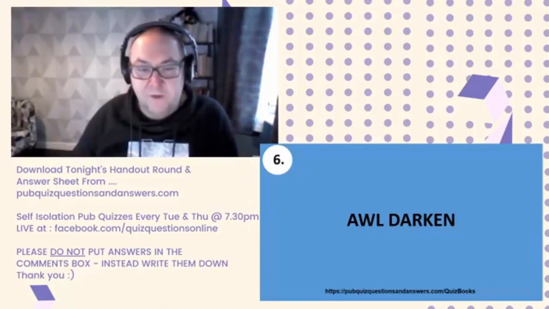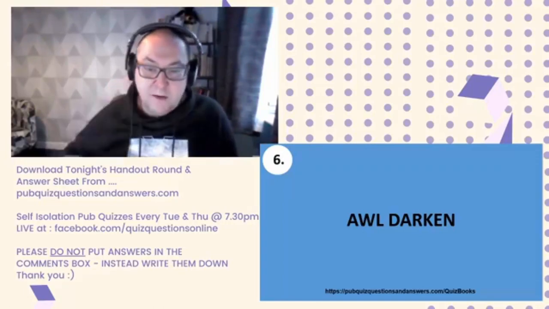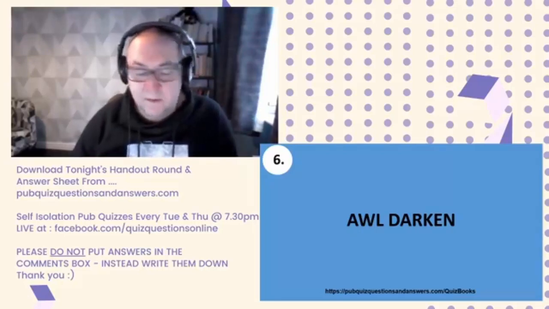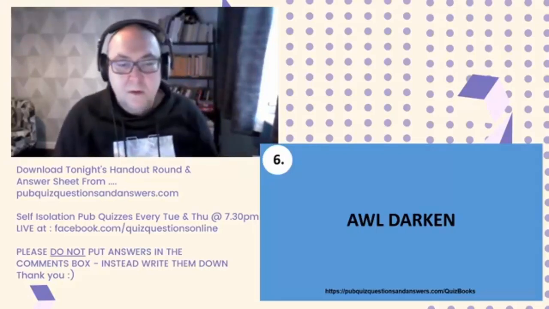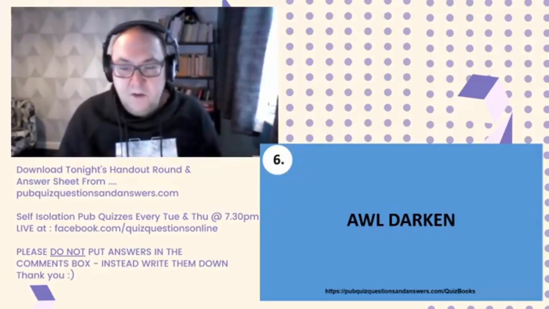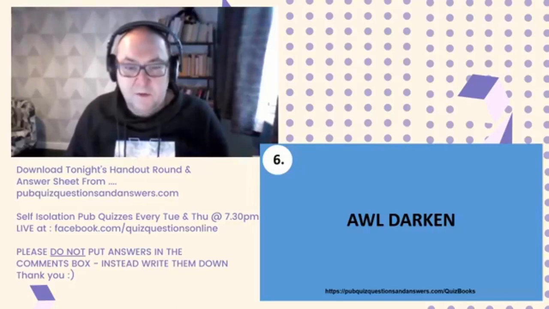Okay, so the first one, number six, all darken, A-W-L-D-A-R-K-E-N, all darken. Anagrams of British TV presenters, past and present.